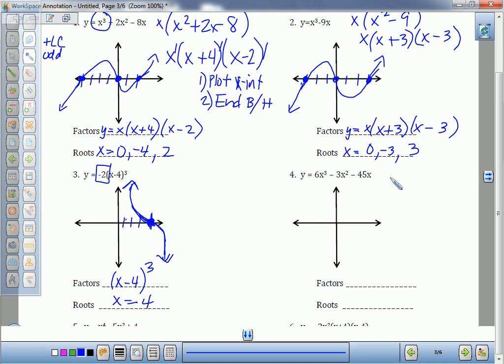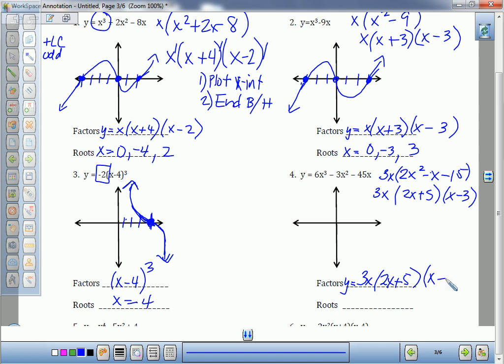Okay, this one has a GCF, so let's factor that GCF of 3x out of this equation first. When we do, it leaves me with 2x squared minus x minus 15. Now this 2x squared minus x minus 15 will factor further. It factors to 2x plus 5 and x minus 3. So these are our factors here. And that's how we would write this: 2x plus 5 and x minus 3.